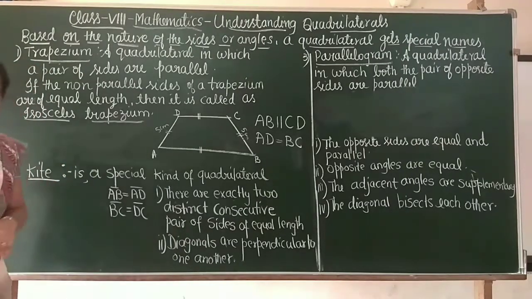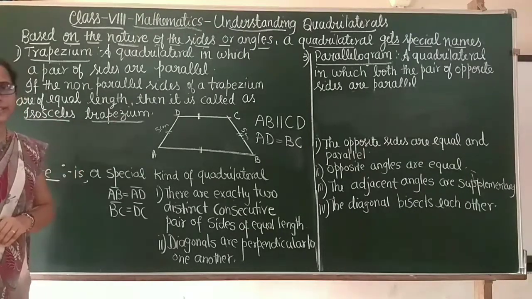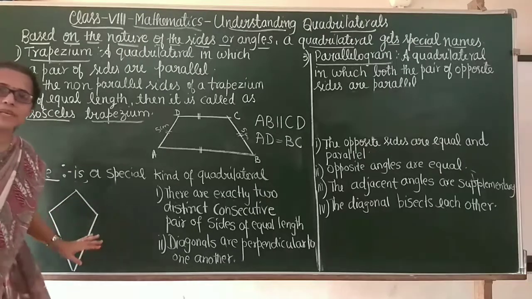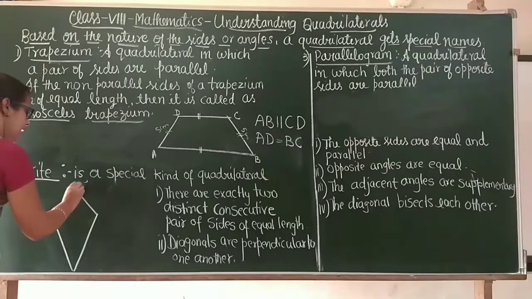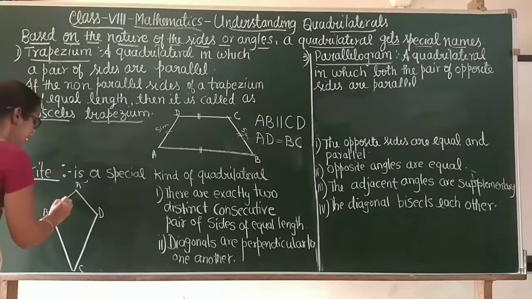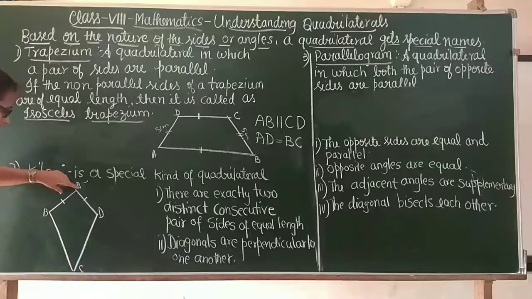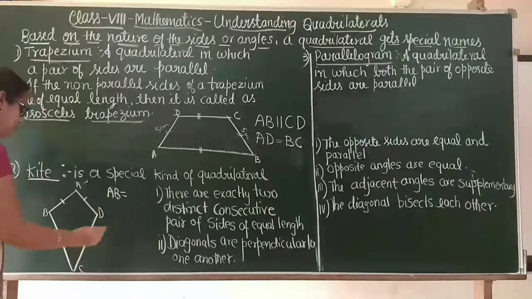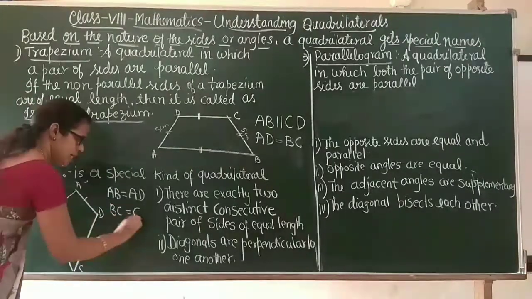What do you mean by a kite? Did you see a kite? Yes. How will the figure look here? A kite looks like this. ABCD. It is the shape of a kite. Why is it called a kite? Because here two distinct pairs have equal length. That is, AB is equal to AD and BC is equal to CD.